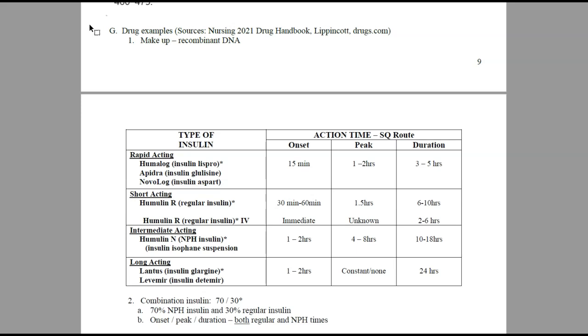And then the peak will be 1.5 hours and 4 to 8 hours. So it peaks twice. And then obviously the duration, your regular insulin will only last around 6 to 10 hours, and then your NPH will last about 10 to 18 hours.